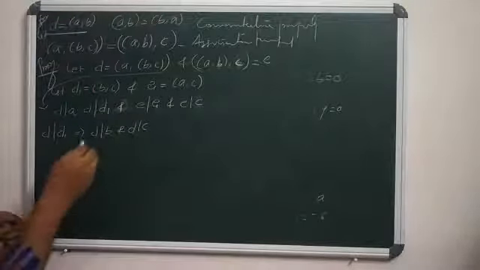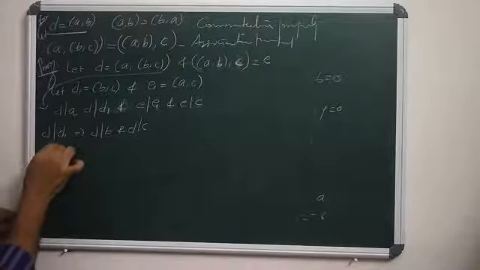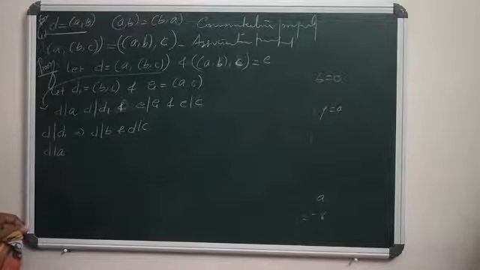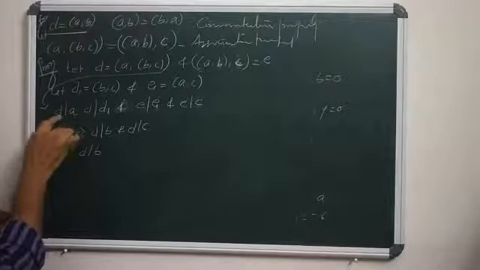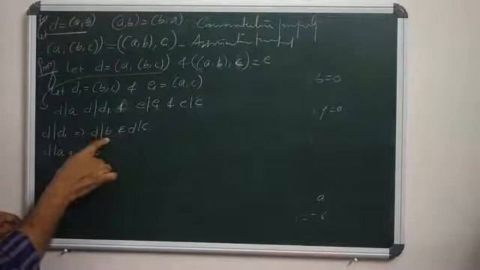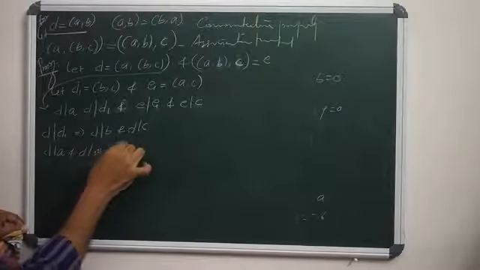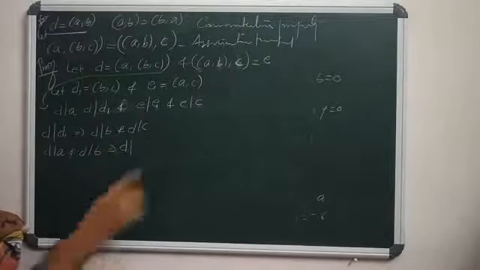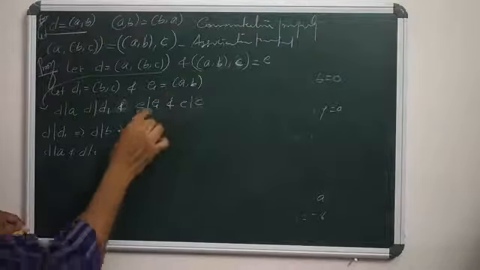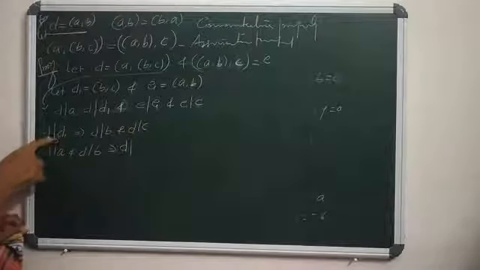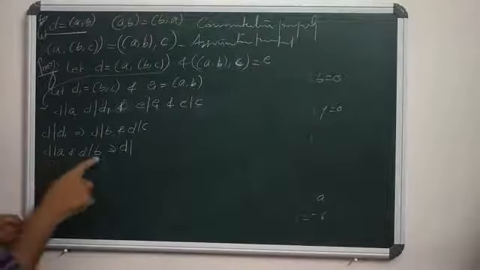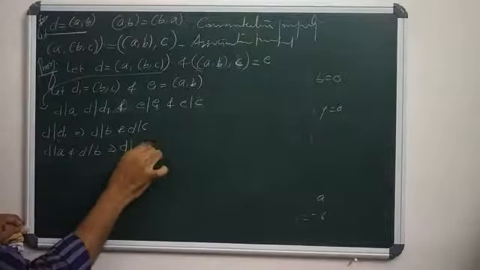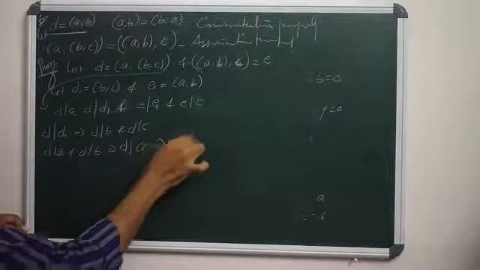Now D divides A and D divides B. Here D divides A, D divides B. That means D divides the GCD of A and B. So D divides A and D divides B means D divides GCD of A and B. That means D divides E1.